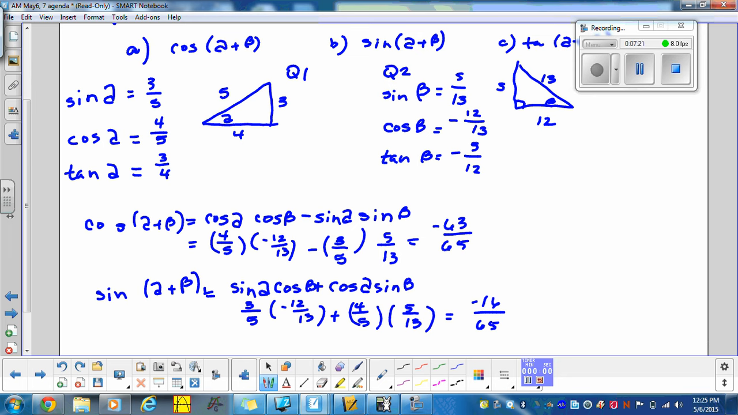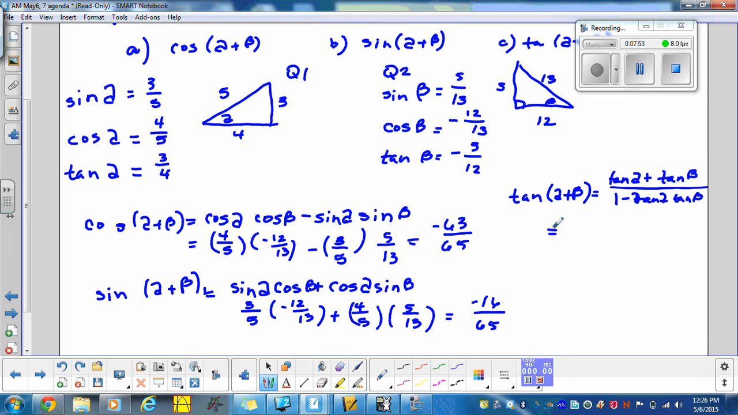Okay, finally, I'm ready to do the tangent. So if you recall from your index card, the tangent of alpha plus beta is equal to tangent of alpha plus the tangent of beta, over 1 minus tangent of alpha times the tangent of beta. Okay, so make sure that you have that on your card correctly.